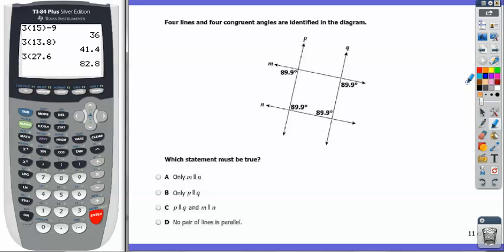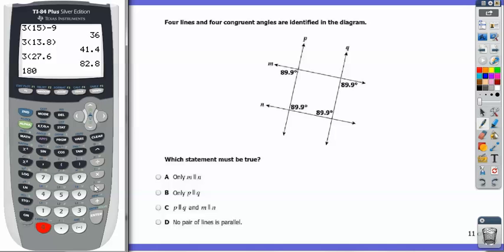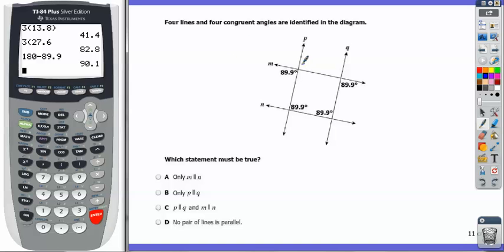Next, I'm going to go ahead and fill in all my tables like I just told you to do. First of all, I need to know what 180 minus 89.9 is, because that's going to give me my other measurement. Here it's 89.9, 89.9, 89.9. I just filled in all my vertical angles. And 90.1.